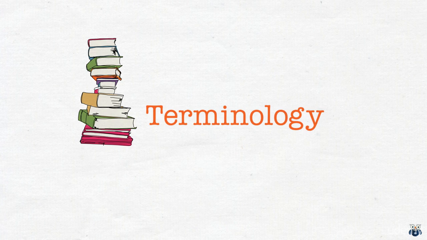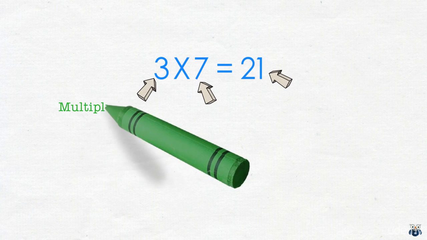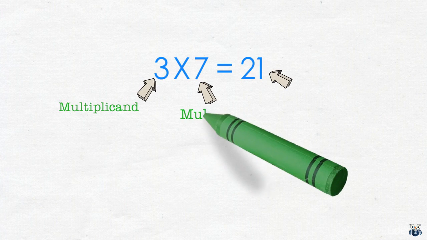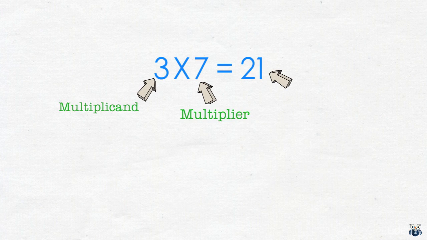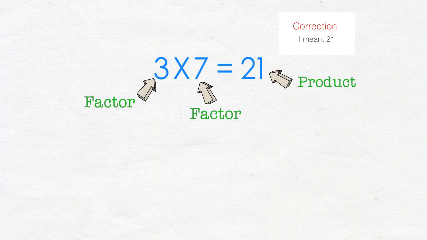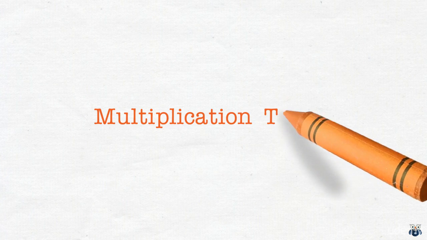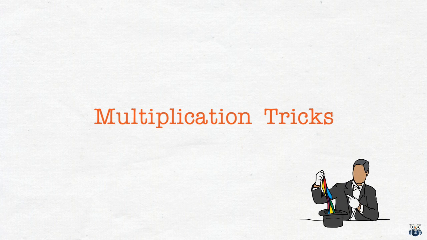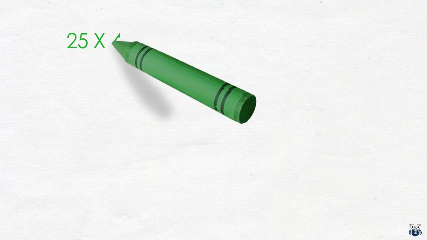Now let's look at some terminology used with multiplication. When we say 3 into 7 is equal to 21, we can be more specific about each number. In this example, 3 is called the multiplicand and 7 the multiplier. And the answer 21 is called the product. 3 and 7 are also called factors of 21. Now with this overview and theory behind us, let's now see some multiplication tricks.